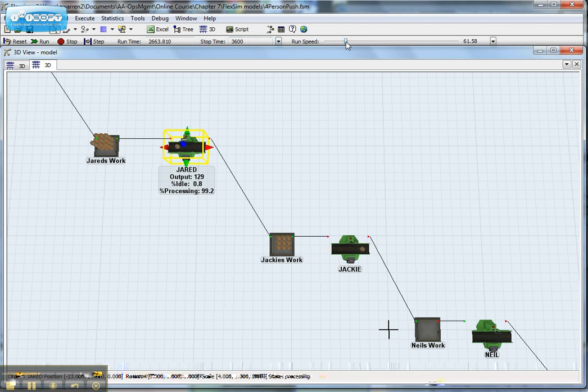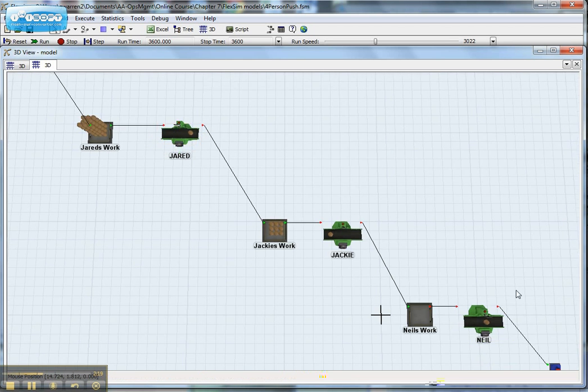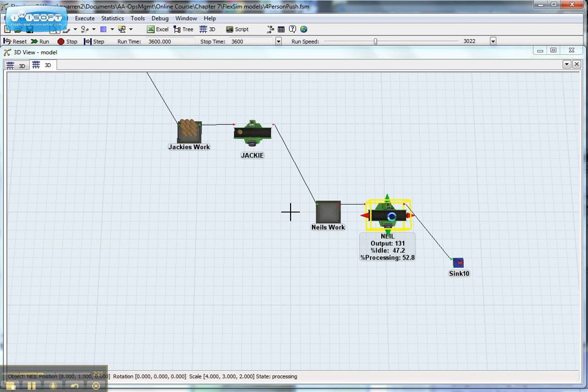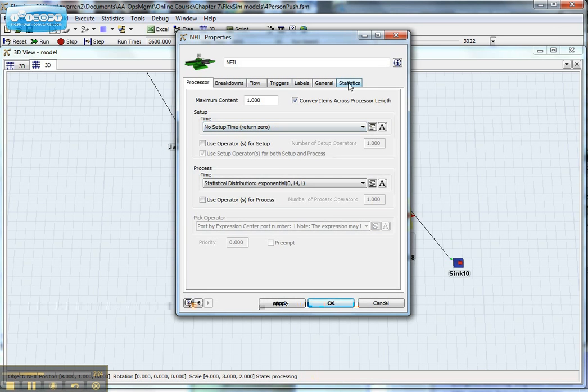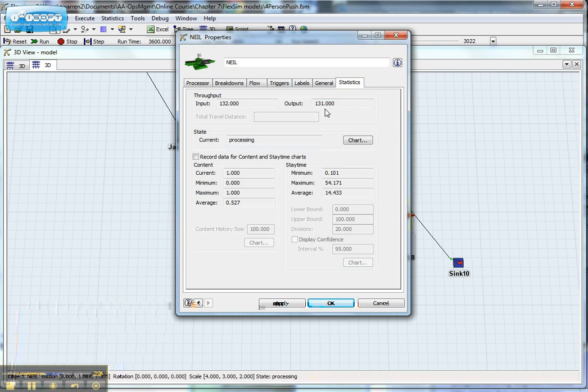Right, let's complete the entire simulation run by really cranking up the speed. We've now run 3,600 seconds. And we're able to go down and have a look at Neil's station and see how many planes crossed his desk. We have a look at the statistics here, and we see that in fact 131 planes crossed his station during the hour. So the throughput estimate of the line is 131.